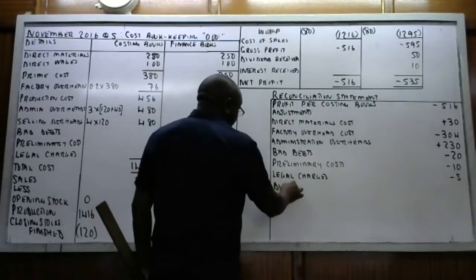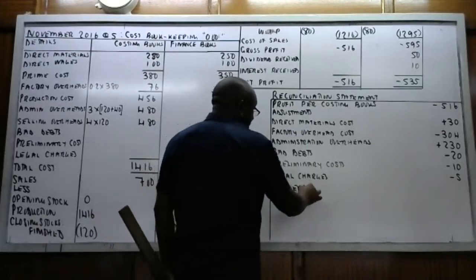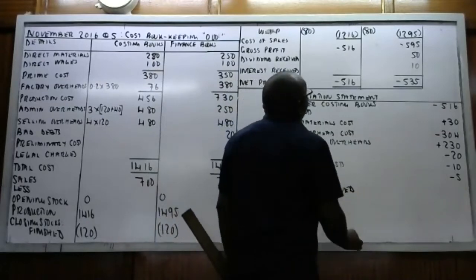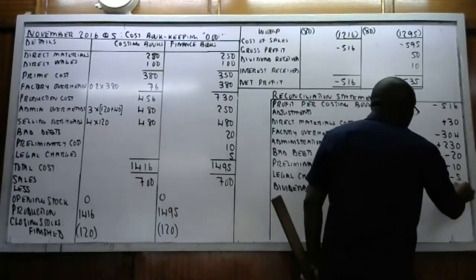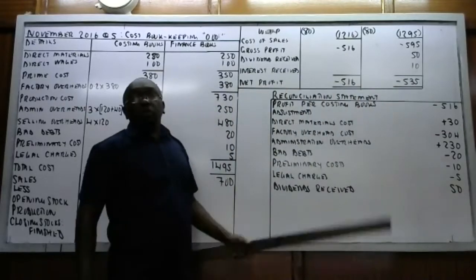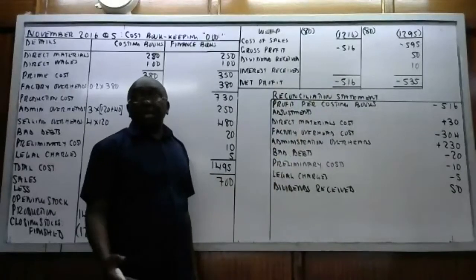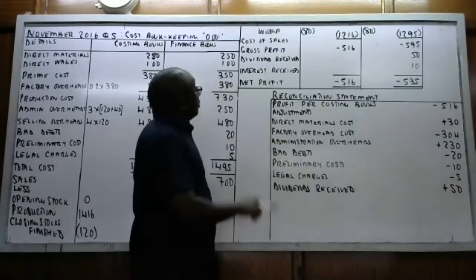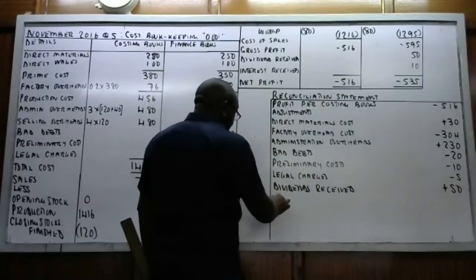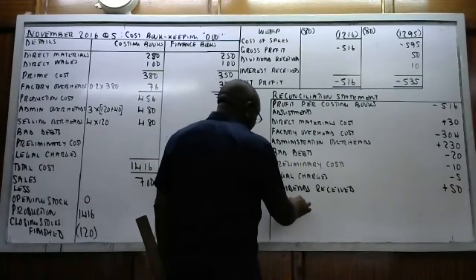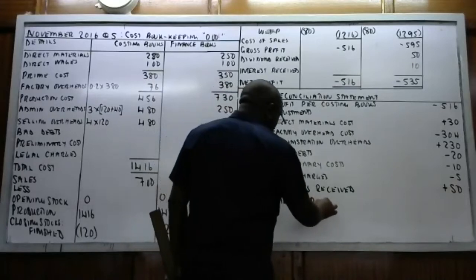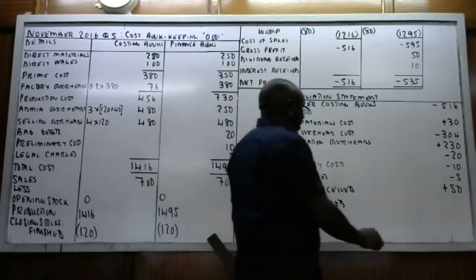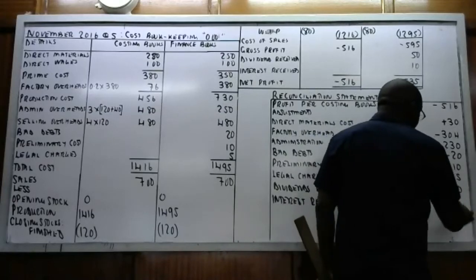So dividends received, that is an income of 50. What the cost people never included it. So it is time to include it. And because it's an income, we are supposed to add back. And the same argument is for interest received. Interest received is positive 10.